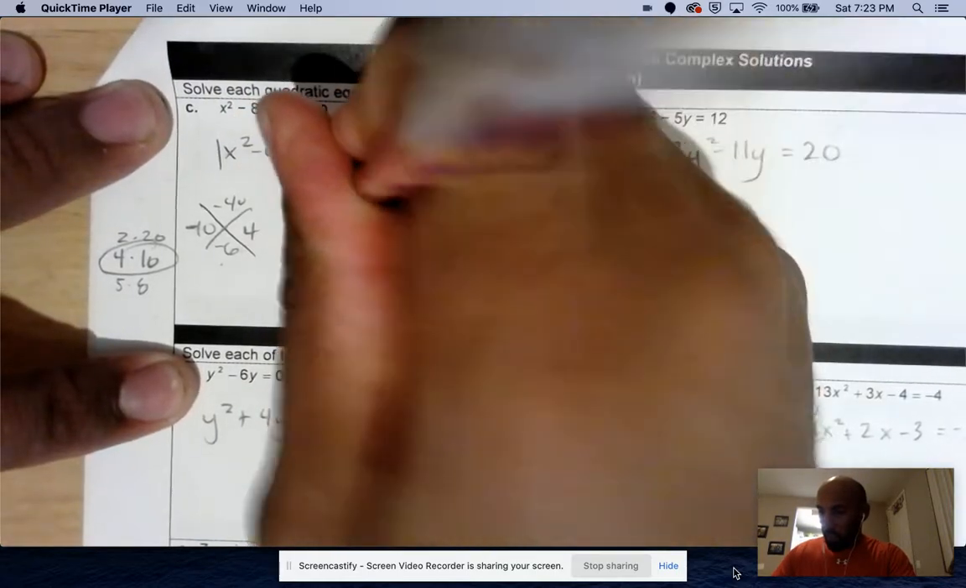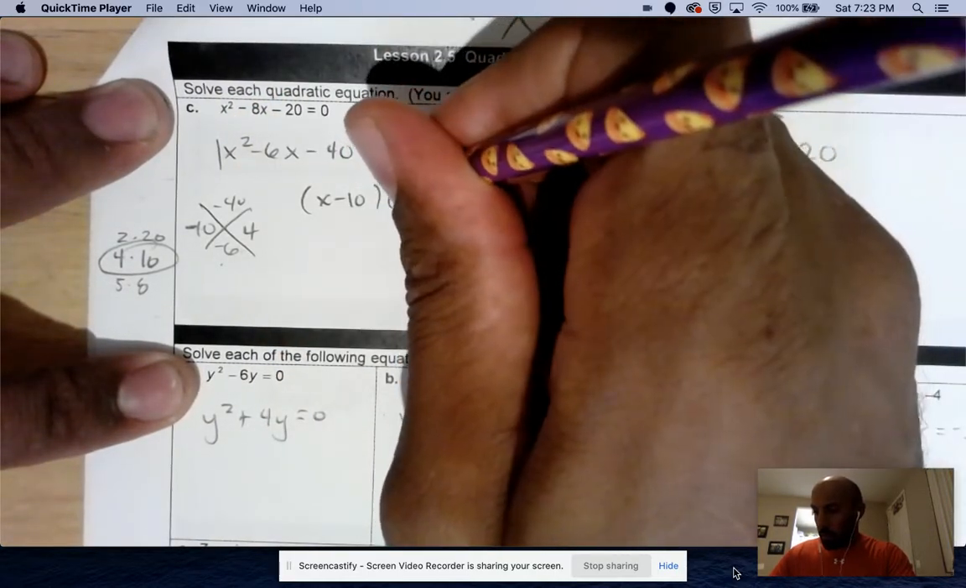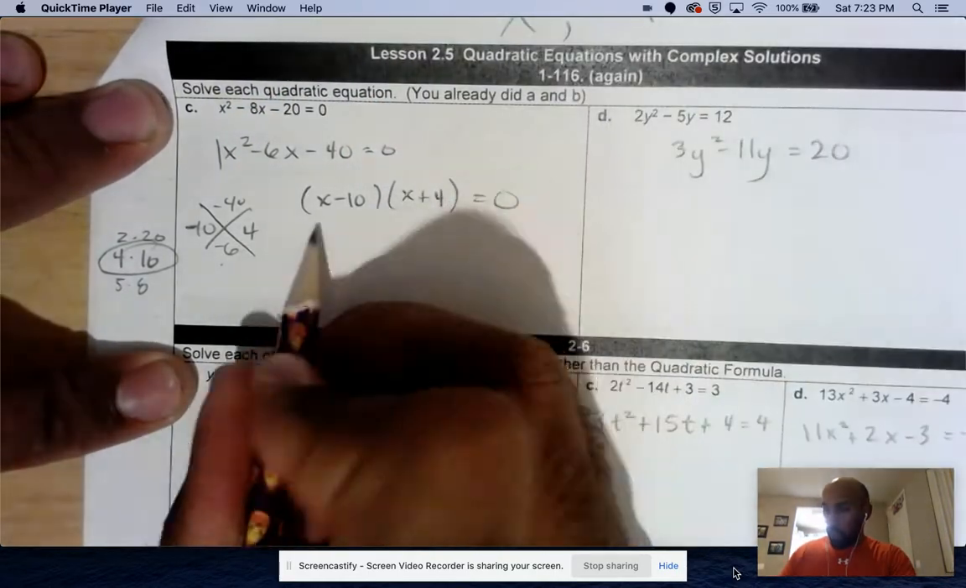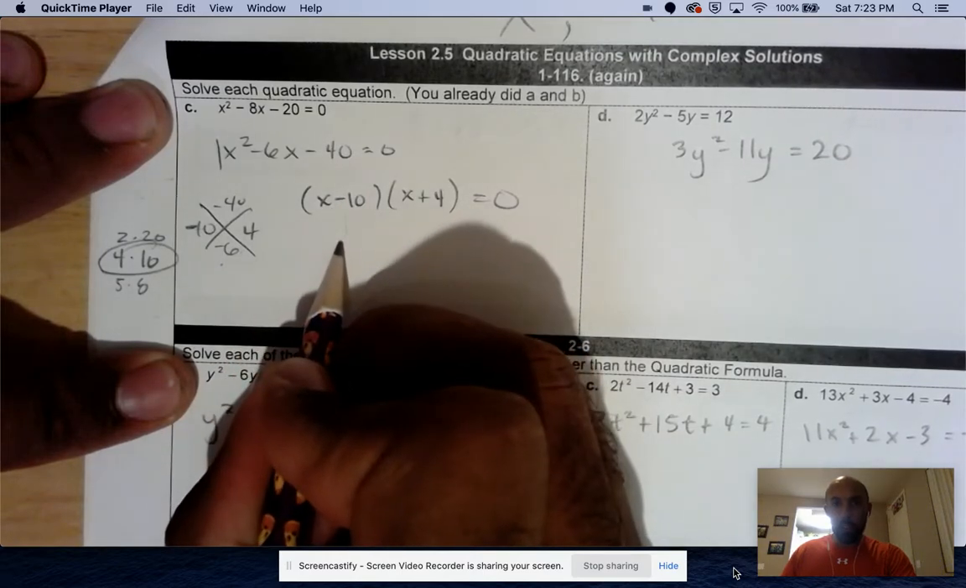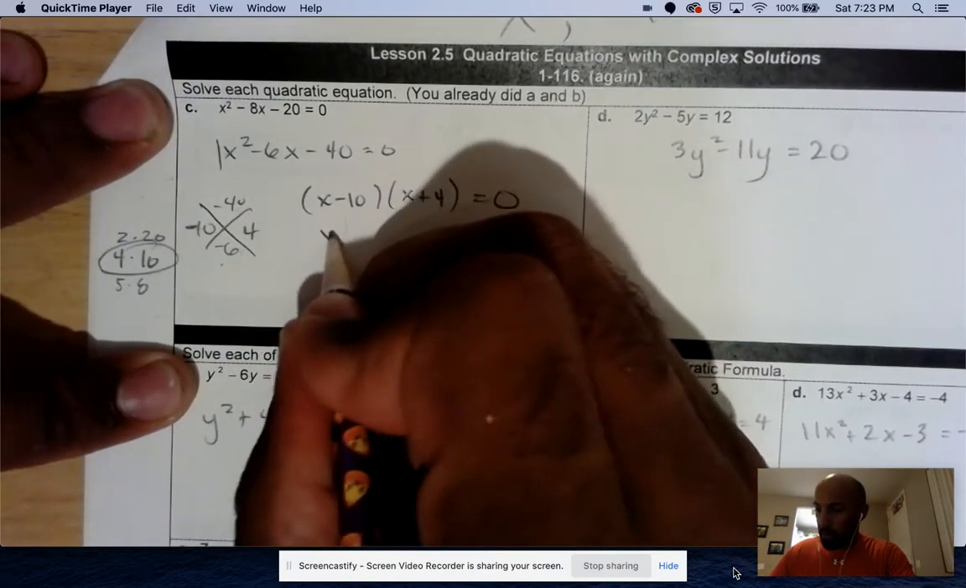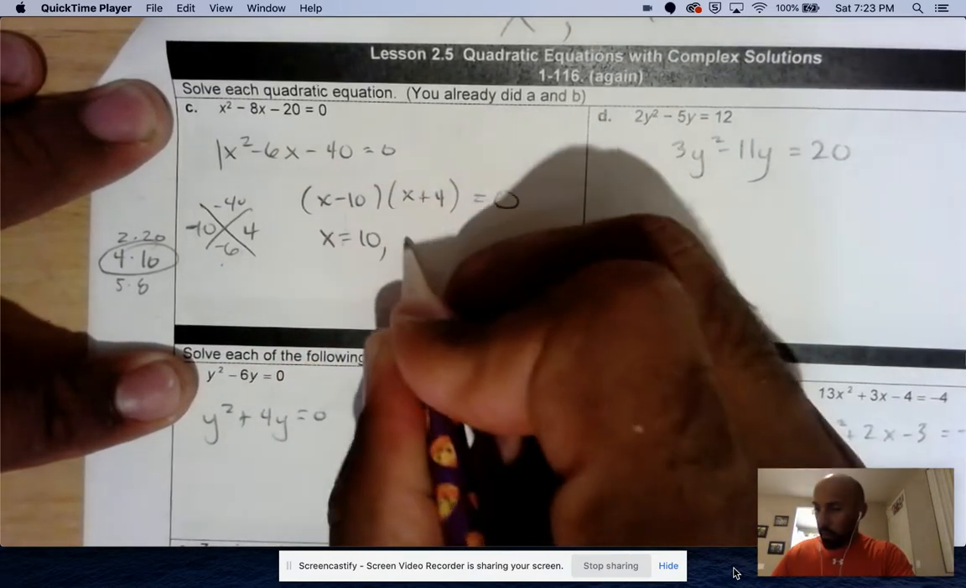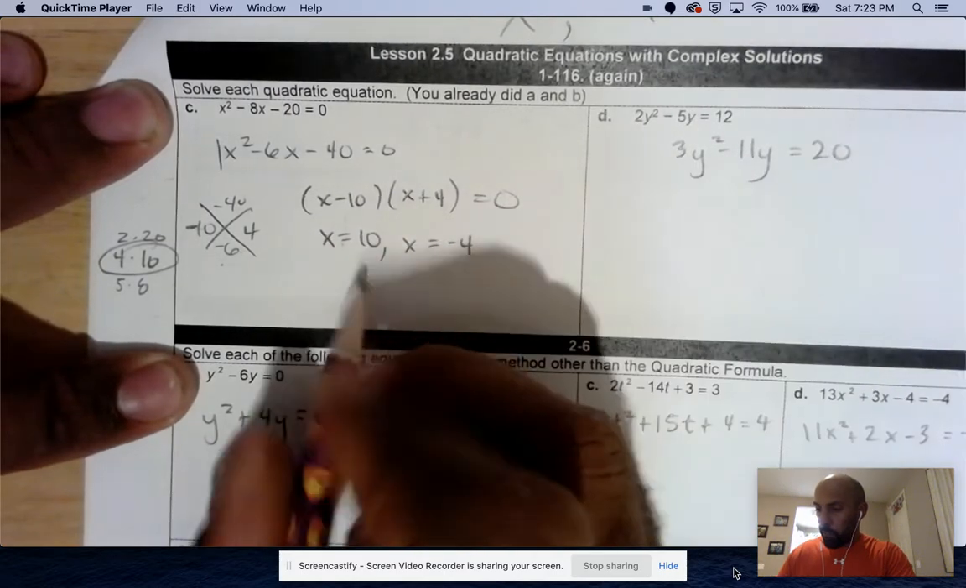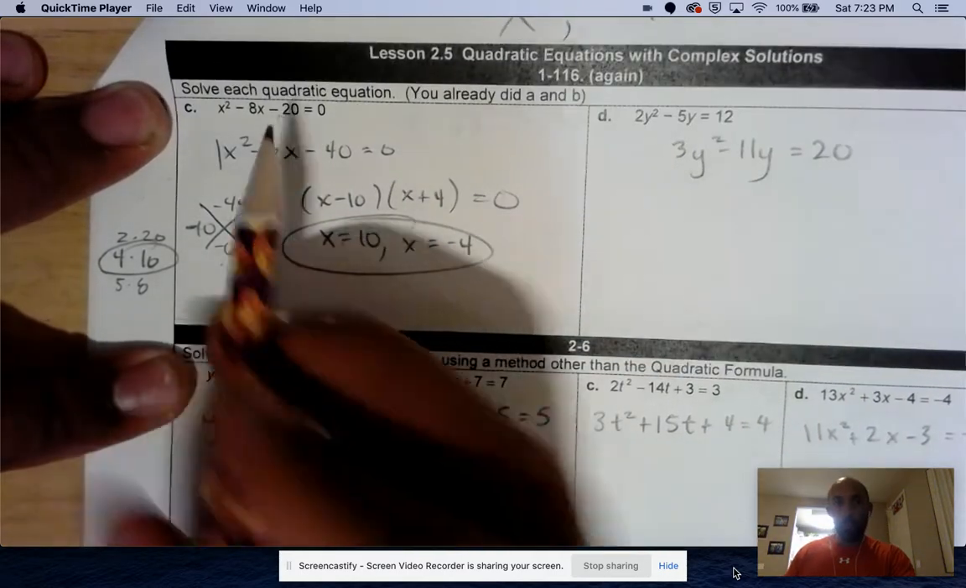So now I can just plug that into the factors. So x plus 4. And then remember, your solution is opposite according to the zero product property. So x equals 10 and x equals negative 4. Okay, so try that with this problem now.